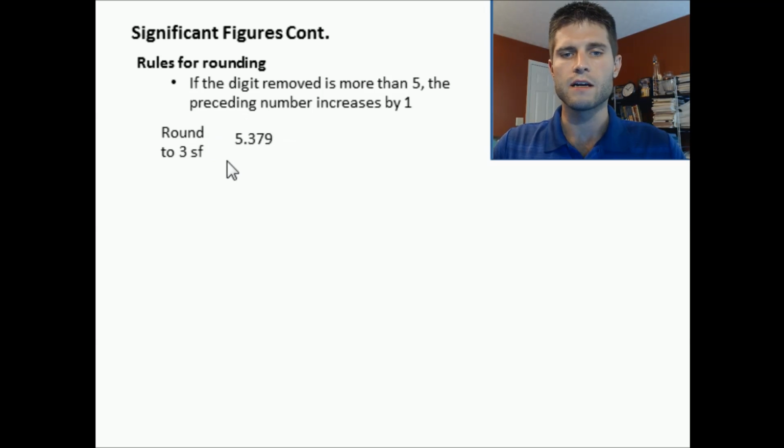This number here has 4 significant figures. Each one of these digits is significant. There are no zeros. Each digit is significant. So we want to round this to 3 significant figures. So we're going to be looking at this 7. That is our last significant figure.